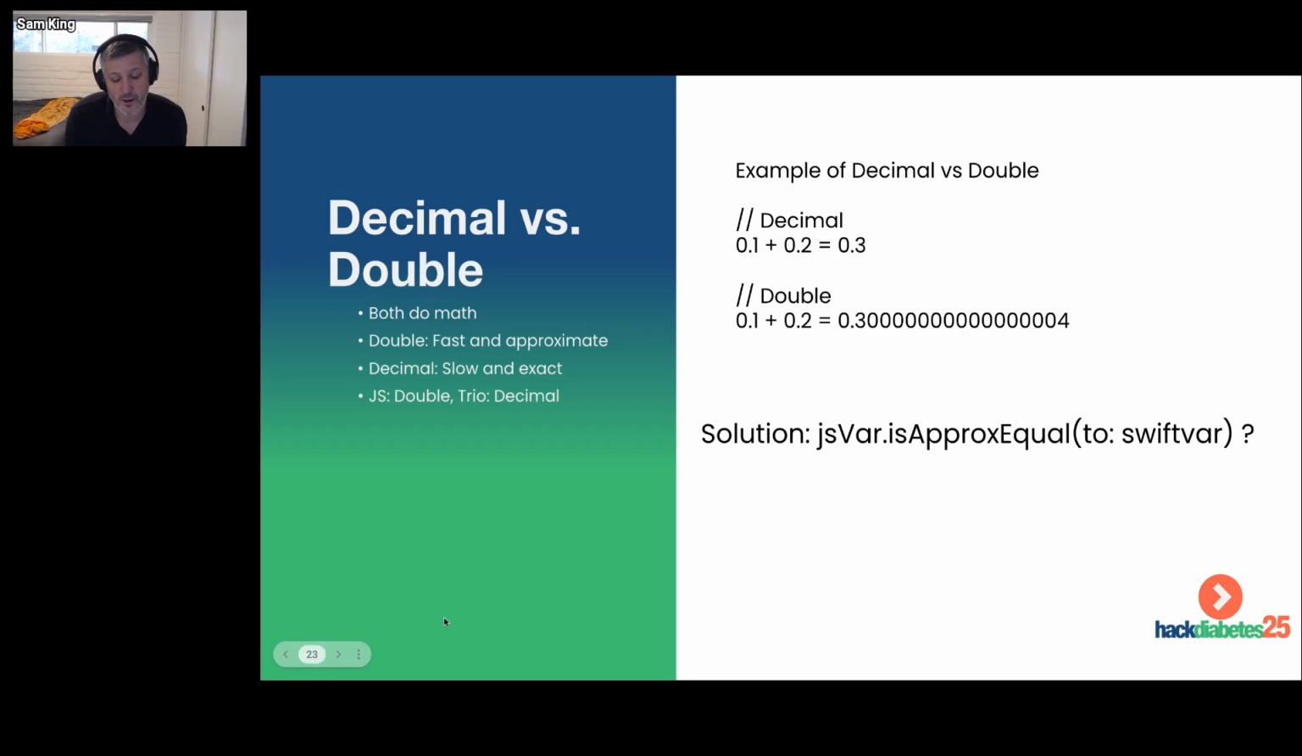Now, the first thought of how to deal with this is relatively simple. These numbers are close enough for the purposes of what we're doing, so you can just check to see if the two are approximately equal. Next slide. It turns out that didn't work. All right, next slide.